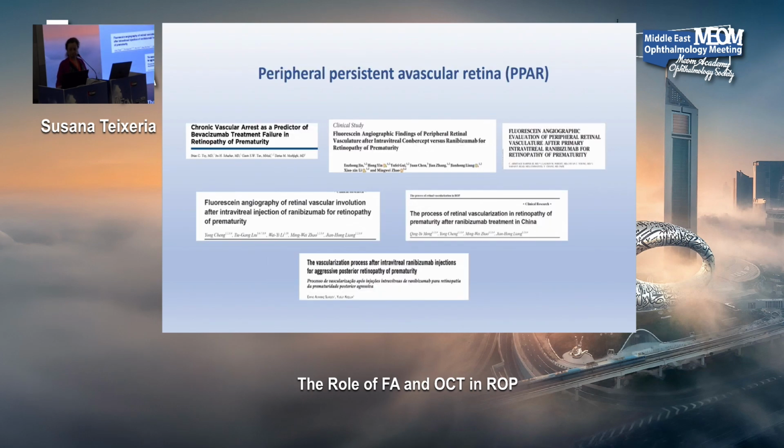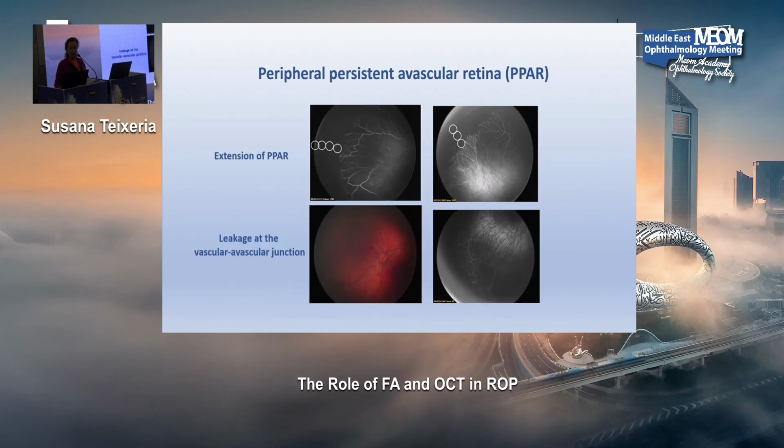And we have the persistent avascular retina that I understood you were speaking about right before I got inside. In the avascular retina, you can have normal vascular retinas, so it's almost 2, sometimes 3 disc diameters to the ora serrata of a vascular retina. But if you have more than that, then yes, you have a persistent avascular retina.